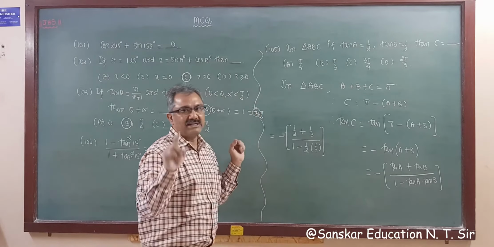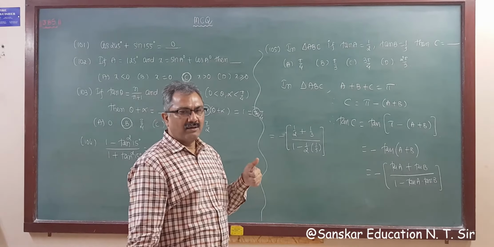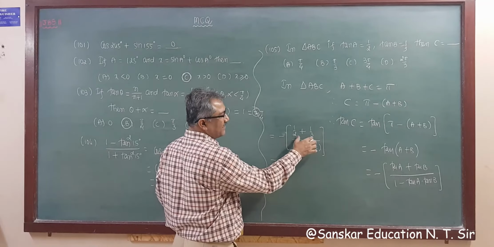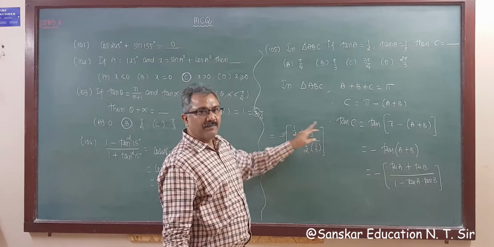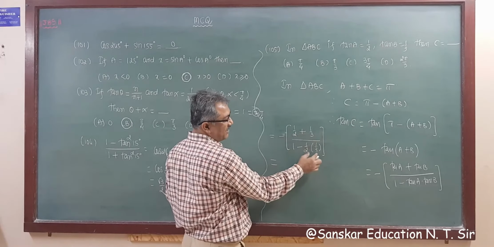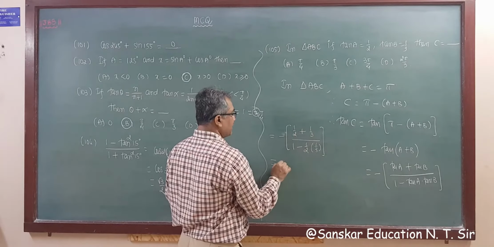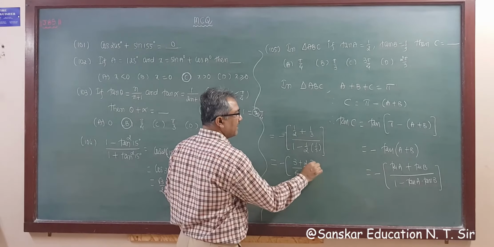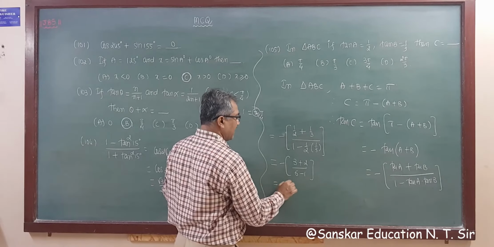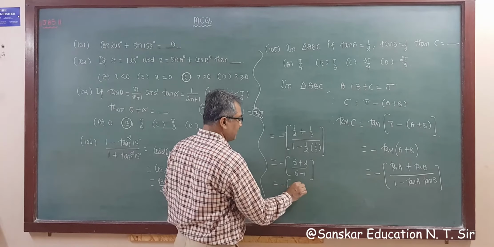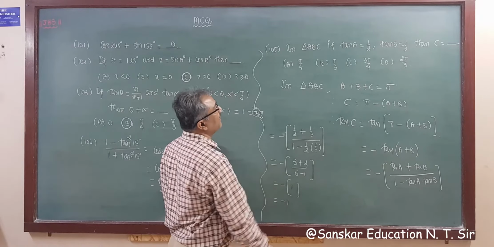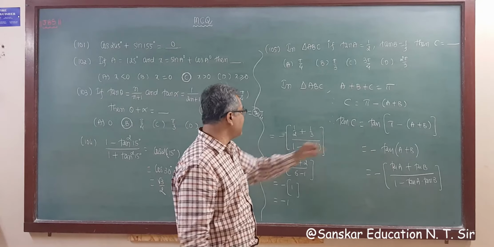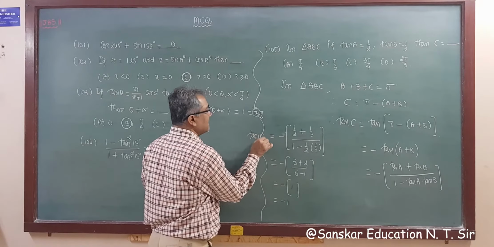This is minus (1/2 plus tan B which is 1/3) whole upon 1 minus 1/2 into 1/3. Remember one thing, always use proper brackets in mathematics, anywhere you are solving numericals. So here 6 is the LCM, so always cross multiply. Here is 6, here is 6. So 3 plus 2, that is 5. And this is 6 minus 1. Right? So the answer of this is minus 5/5, that is 1. So the answer is minus 1. Right? So this is the answer of tan C.